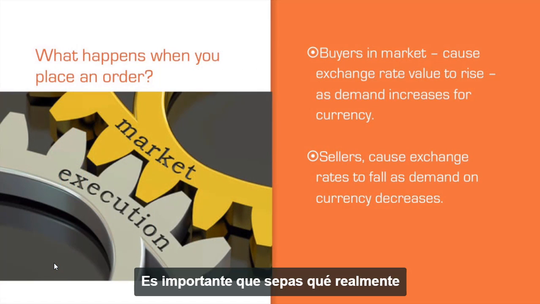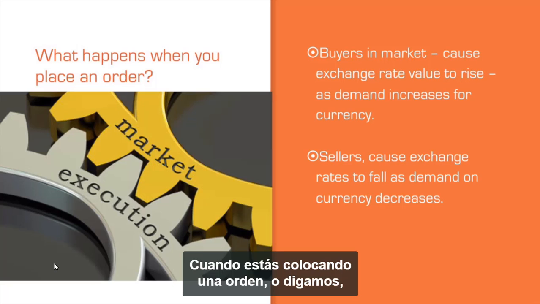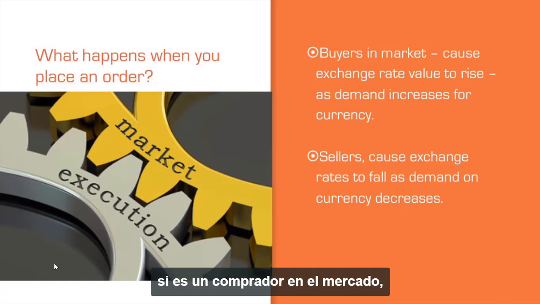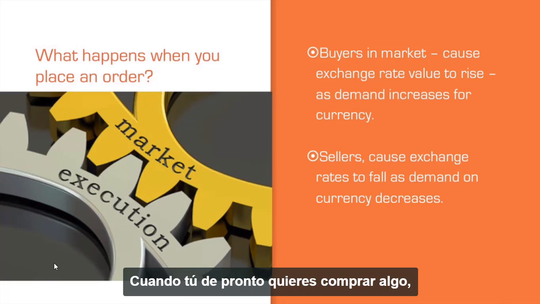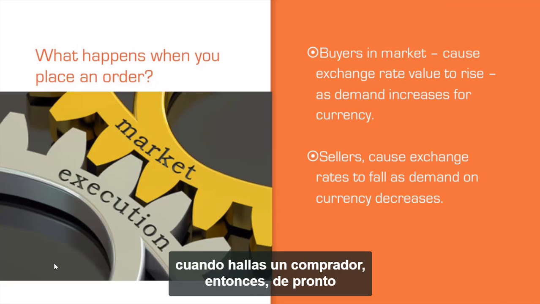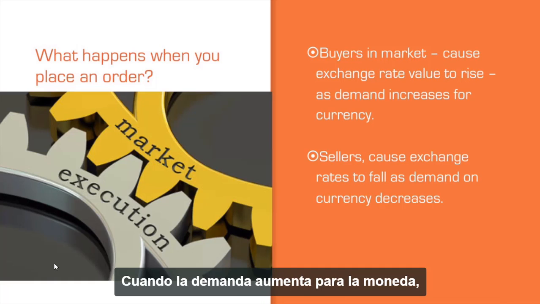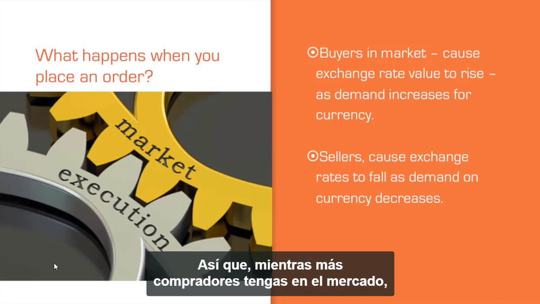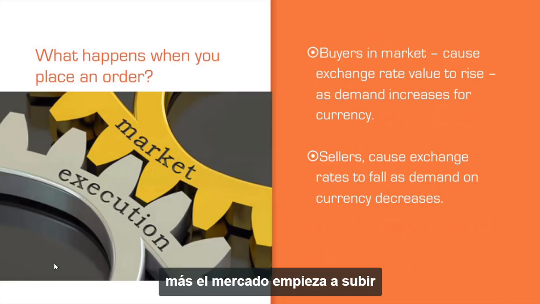It's important to know what is actually happening when you place an order. When a market participant is placing an order, if they're a buyer in the market, they are causing the exchange rate's value to rise. Why? Because they want to buy it. When you find a buyer, whatever it is that you have has more value to it. So it's going to rise. As the demand increases for the currency, the exchange rate rises. And as that rise happens, it is recorded in the market and you actually start to see the market rise. So the more buyers you have in the market, the more the market starts to rise. And I'll show you an example.